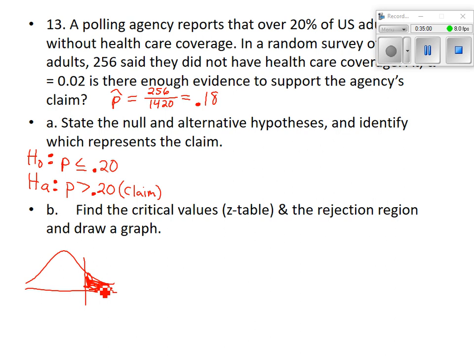We go to our charts. We're using the Z chart this time. That means we're gonna just use this little chart right here. What was our level of significance? 0.02. So maybe we can't use that chart because it's not on there, is it? So 0.02. And we're right-tailed.